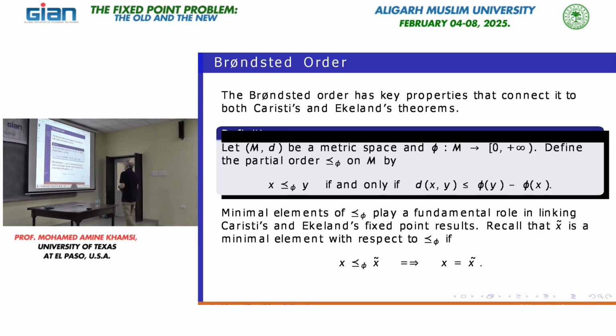So now that I say this, sorry. Let's look at now minimal. So this definition of minimal: X tilde is minimal. Anything below it is equal to it. Yes? That's the definition. Now look at the theorem next.